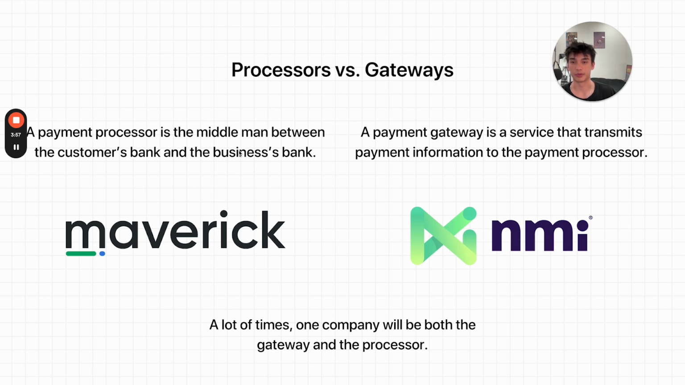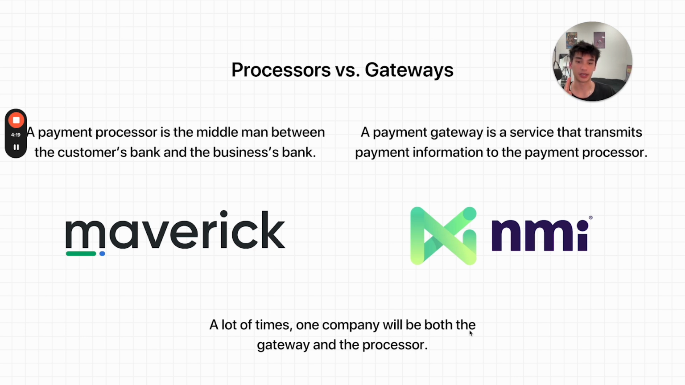They're actually both, but it's basically the middleman between the customer's bank and your bank, right? They move the money from the customer's bank to your bank. The gateway securely transmits the information to the processor, okay? And so I don't want to confuse you. You just need to know there's a difference between processors and gateways. And a lot of times one company will be both the gateway and the processor.